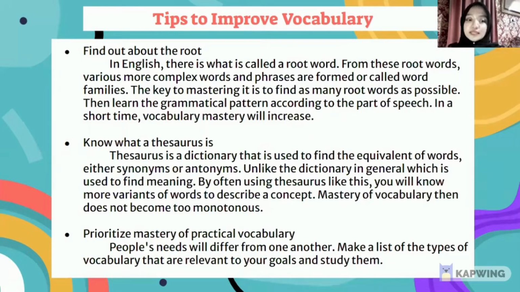The fourth is know what a thesaurus is. A thesaurus is a dictionary that is used to find the equivalent of words, either synonyms or antonyms, unlike the dictionary in general, which is used to find meaning. By often using a thesaurus like this, you will know more variants of words to describe a concept. Mastery of vocabulary then doesn't become too monotonous.